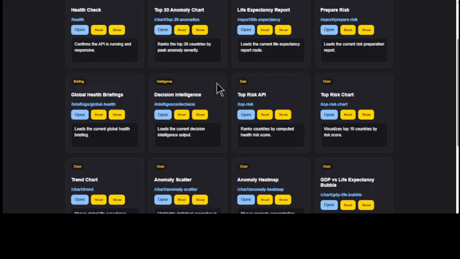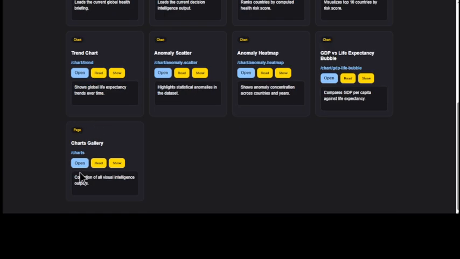We now move into the live system. Everything you see here is powered by FastAPI. Each endpoint presents a layer of intelligence that can be accessed, explored, and interacted with. There is no longer analysis. This is a working intelligence interface. Starting with charts.